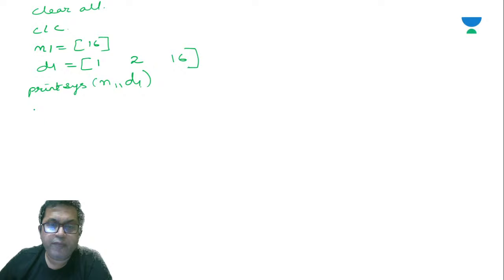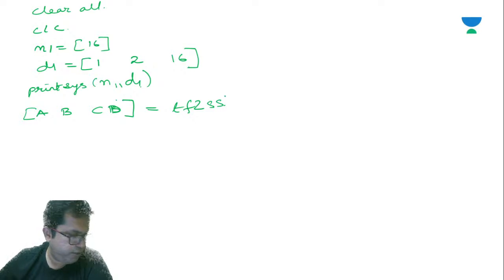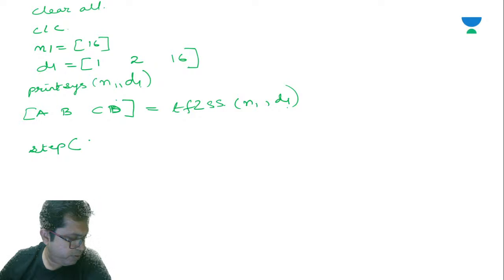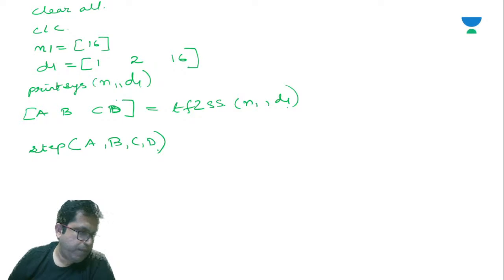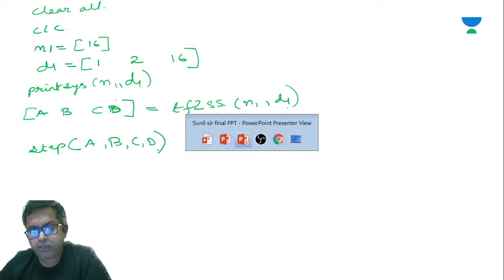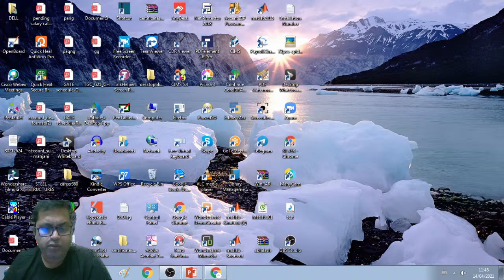Then I will find out the ABCD matrices. This is transfer function to state space, tf2ss(n1, d1). Then after finding out ABCD, you need to write down step(A, B, C, D). So in this way you can find out step response. Let us do this hands on.